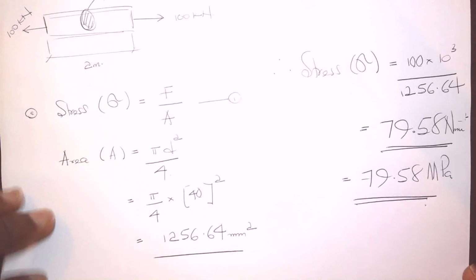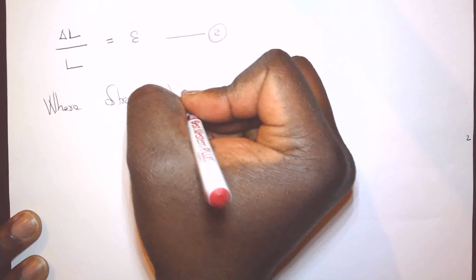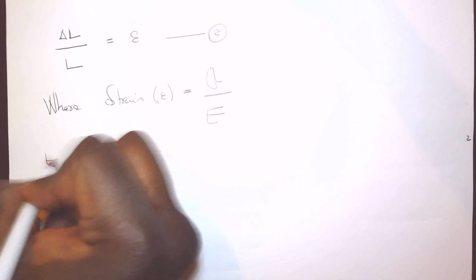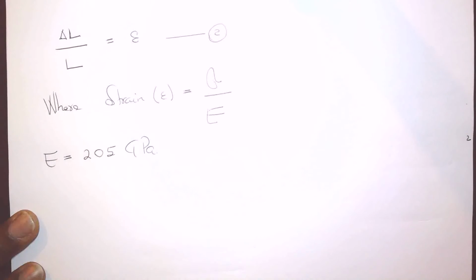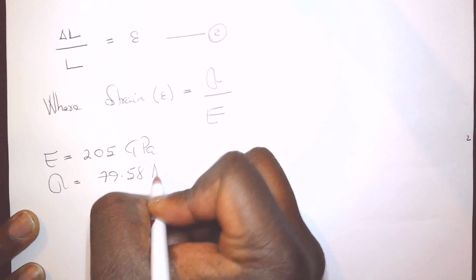The next part is to calculate the extension. So we know that to calculate the extension, delta L over L is equal to epsilon. So let's call that equation 2, where the strain is epsilon, which we can get through the ratio of the stress to the elastic modulus. So for this particular question, the elastic modulus, or the Young's modulus, is given as 205 GPa. We've calculated the stress at 79.58 MPa.